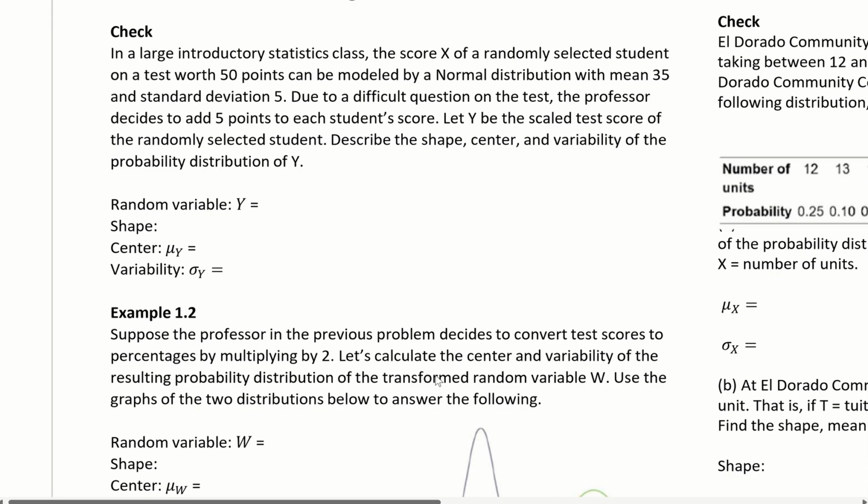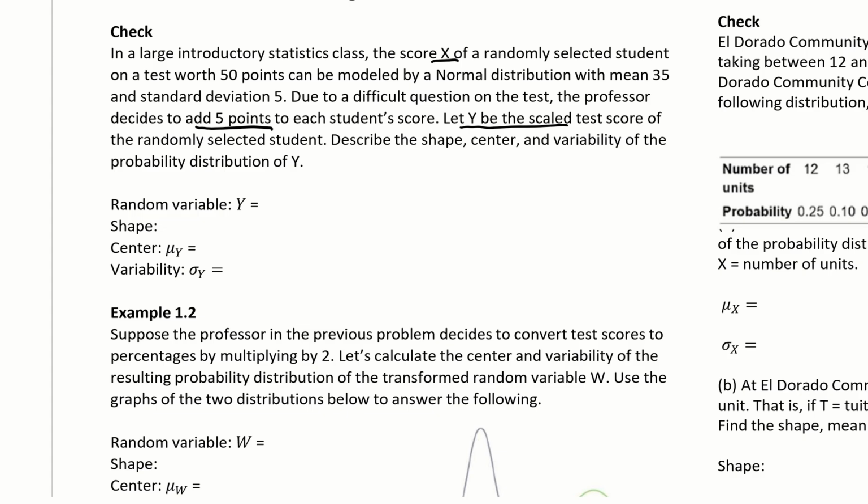Hopefully you paused the video and tried it before seeing the solution. So in a large introductory class, the score of a randomly selected student on a test worth 50 points can be modeled by a normal distribution with a mean of 35 and a standard deviation of 5. Due to a difficult question on the test, the professor decided to add 5 points to each student's score. So we have the score X, and then we have 5 points. Let Y be the scaled test score. Describe the shape, center, and variability.